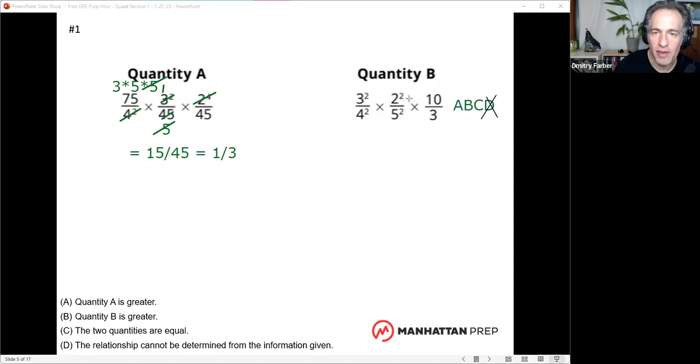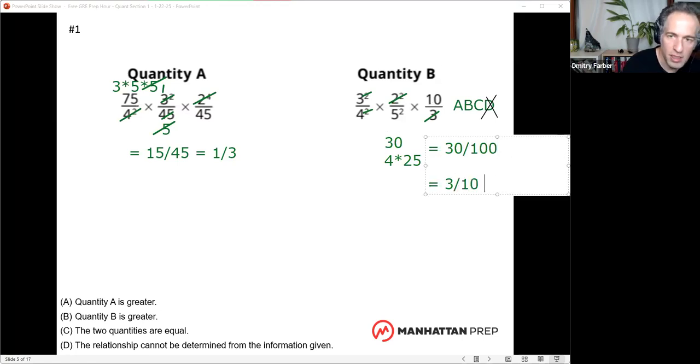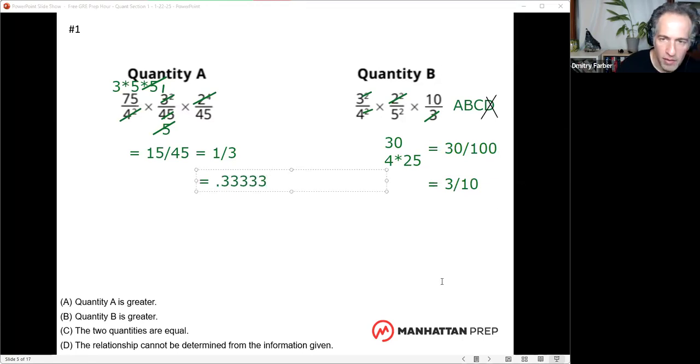It doesn't have quite as many nice factors, but I know 2 squared is 4. So if I have 4 on top and 4 squared on the bottom, the squared disappears. Same thing here, 3 squared and just 3. So one of the 3's will cancel out the squared from that. So now I'm going to have 30 over 4 times 25, which would be 30 over 100, which is 3/10. If you know that the third is 0.333, and this is 0.3, then A wins.